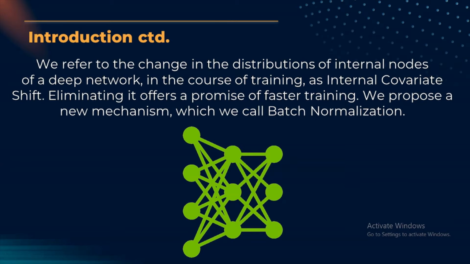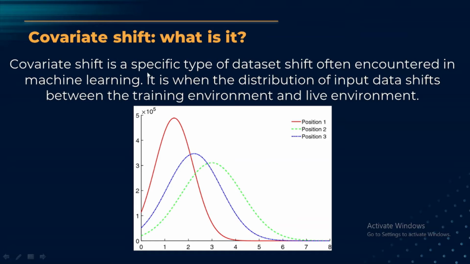We refer to the change in the distributions of internal nodes of a deep network in the course of training as internal covariate shift. Eliminating it offers a promise of faster training. We propose a new mechanism which we call batch normalization. So we take this internal covariate shift and turn it into batch normalization.